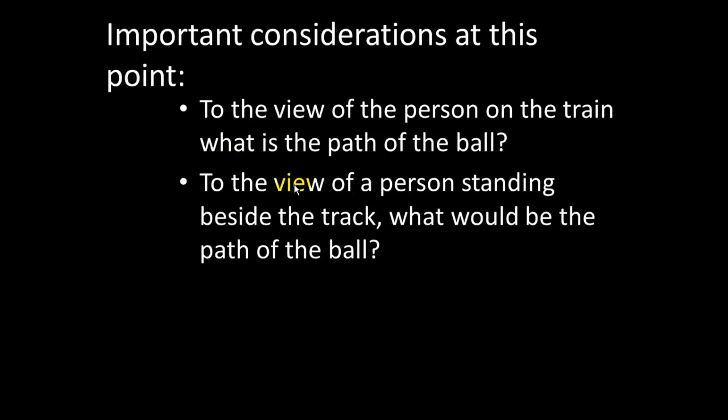Okay, we need to ask ourselves, to the view of the person who threw the ball upward in the train, what was the path of the ball? Well, to her it seems the ball goes straight up from her hand and comes straight back down into it. She didn't have to move her hand forward or backward or side to side. And once she released the ball, she could hold her hand at that spot where she'd released the ball, and the ball would come right back down into it.